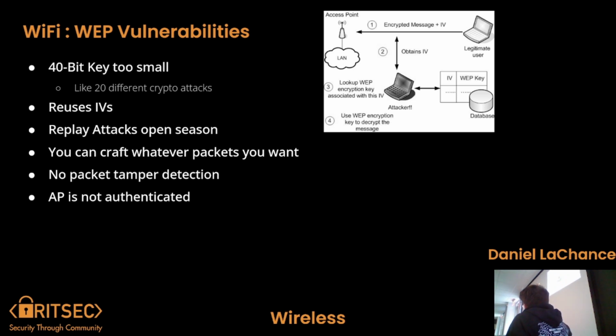Replay attacks happen all the time. There's not really that much authentication done with it, so you can tamper with packets pretty much all you want. Access points aren't authenticated, so you can send deauthentication packets and perform a denial of service attack. There's just so much wrong with it, and if you're ever on an on-site penetration test and you see a WEP network, that's like hitting the gold mine. You're set. You're already in the network. You may as well be.